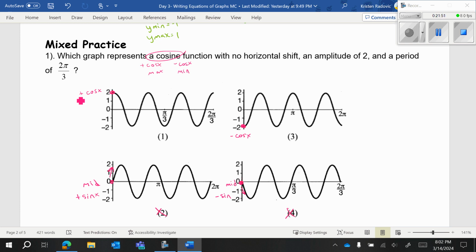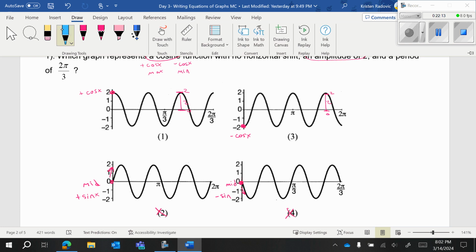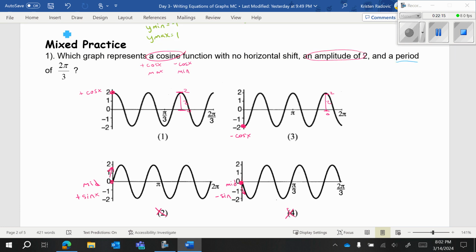An amplitude of 2. This distance from the middle to the top is 2. You're going from 0 to 2. This distance, starting at 0, going to 2, this distance is 2. So you still can't cross anything out. But what you can work with is the period. They want a period of 2 pi over 3.